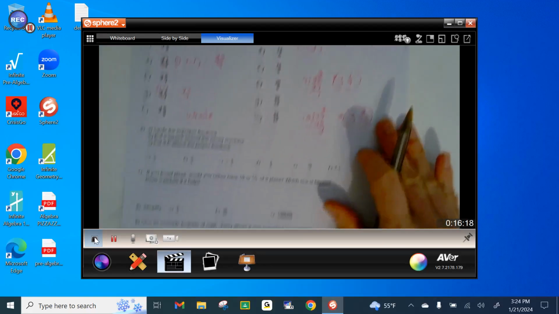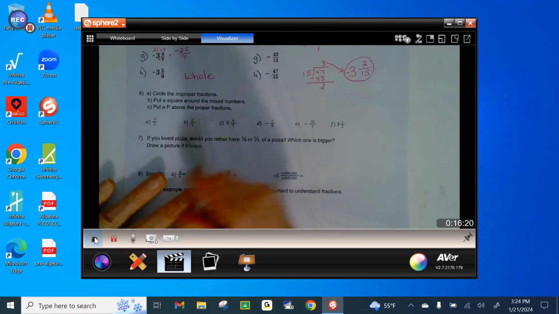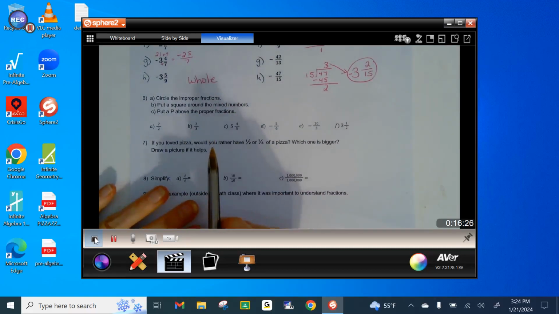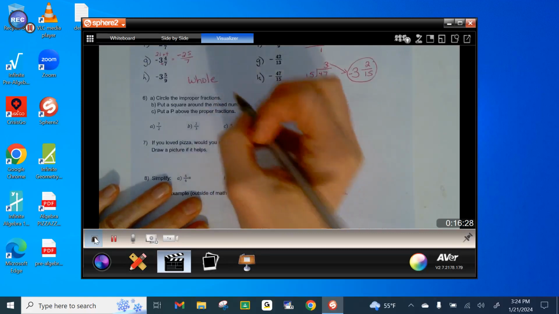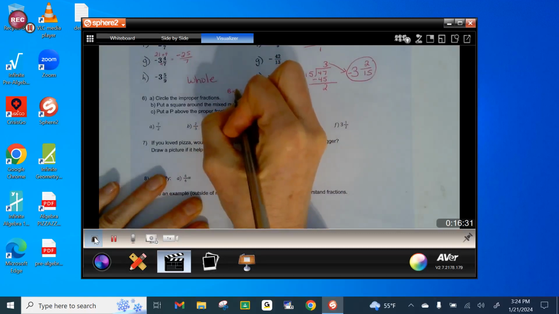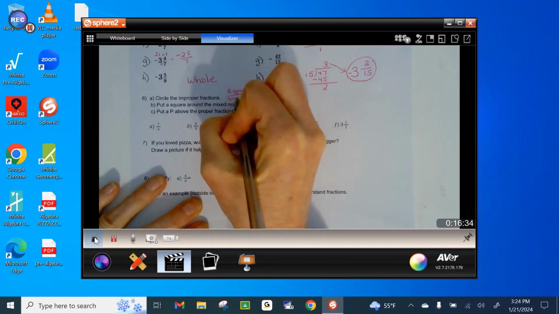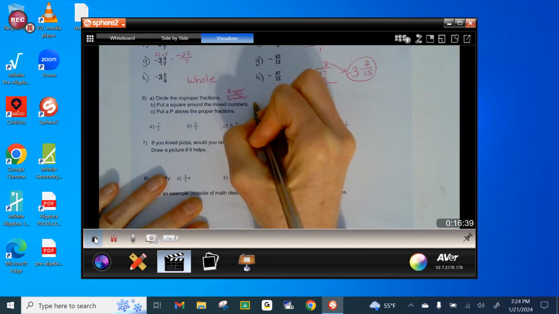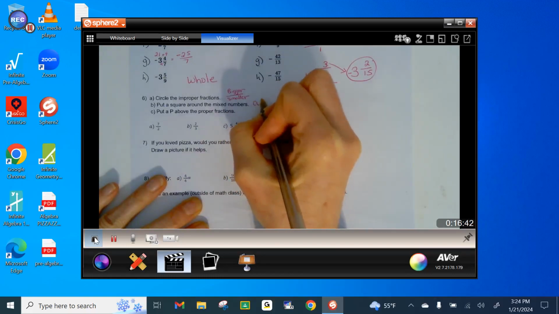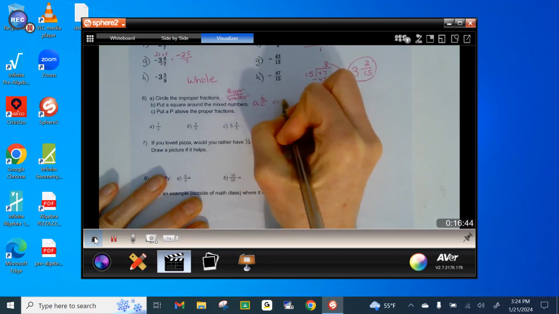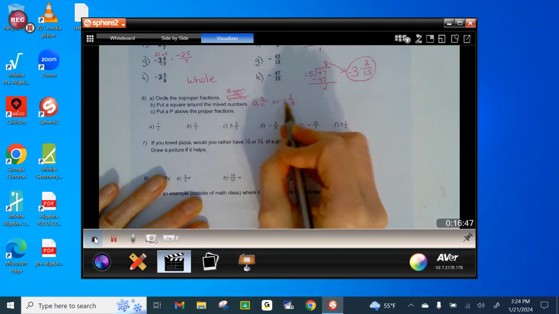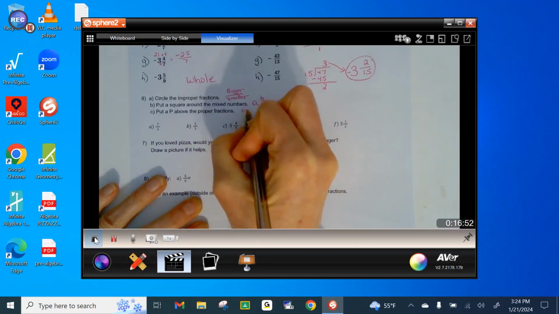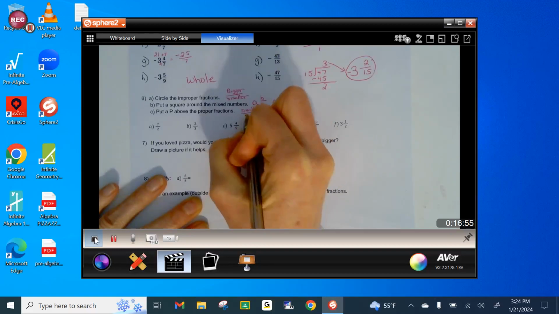Okay, number 6, you're going to circle the improper fractions, put a square around the mixed numbers, and put a P above the proper fractions. So remember, improper fractions are bigger on the top than the bottom, right? Mixed numbers have a whole number and a fraction, so they look something like this, A and then B over C, or 2 1/3. It's mixed. It has whole numbers and it has fractions. And then a proper fraction is just a fraction where the top is smaller than the bottom.